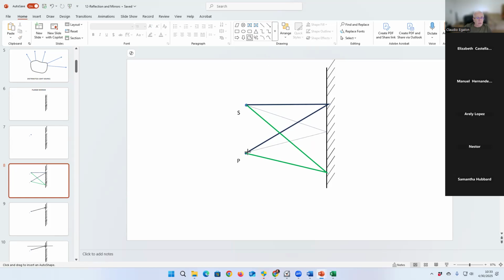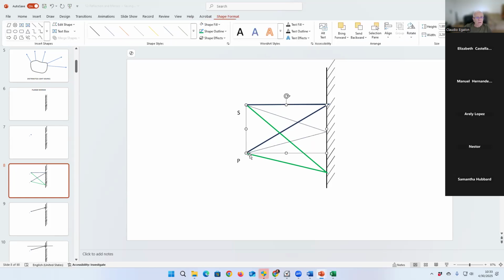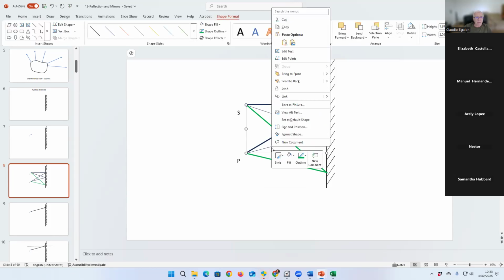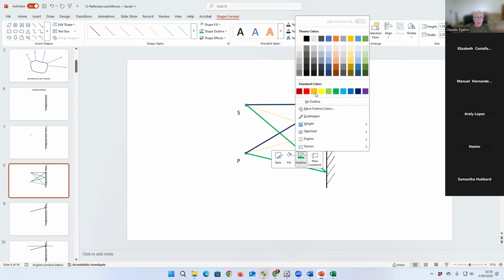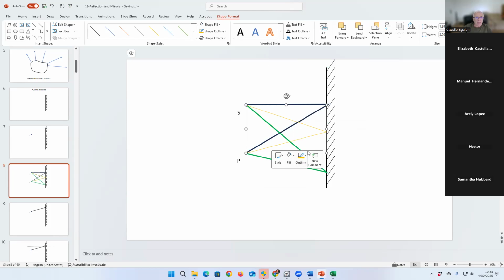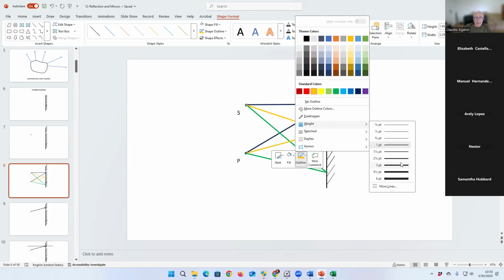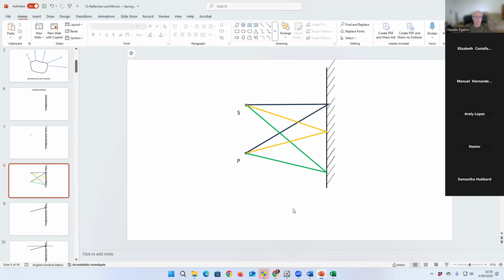That's another possible path. Okay, so the question is, which path does the light ray choose to go? The path that the light ray chooses to go is the one that takes the least amount of time. And which one takes the least amount of time?